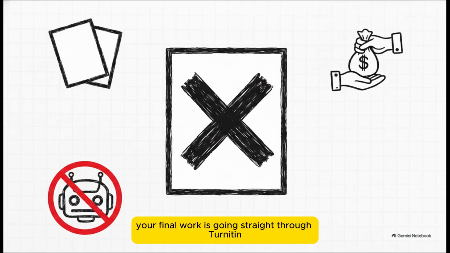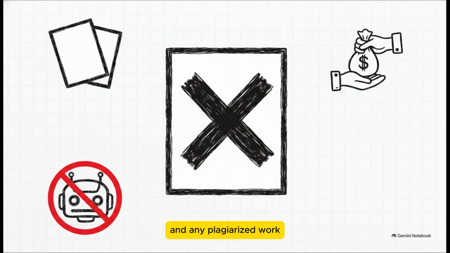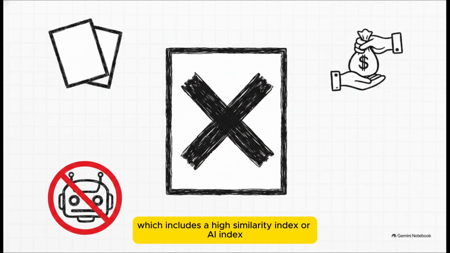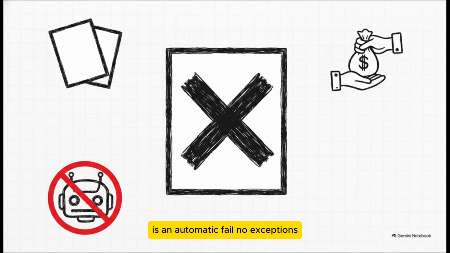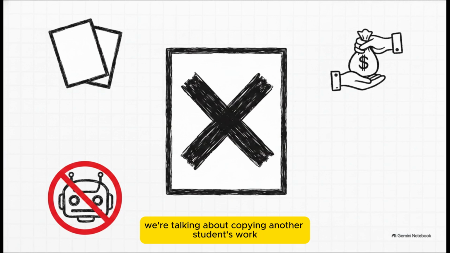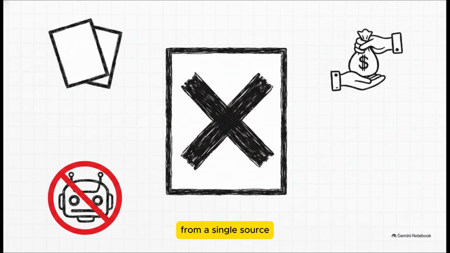Your final work is going straight through Turnitin, and any plagiarized work, which includes a high similarity index or AI index, is an automatic fail, no exceptions. We're talking about copying another student's work, failing to cite properly, hiring someone else, or relying way too heavily on quotes from a single source.